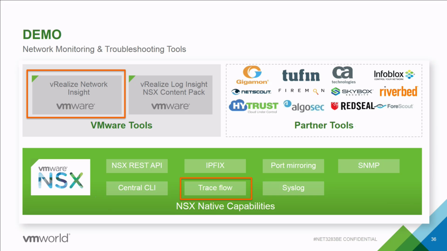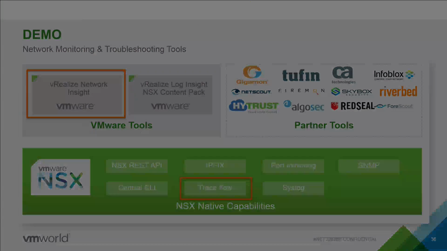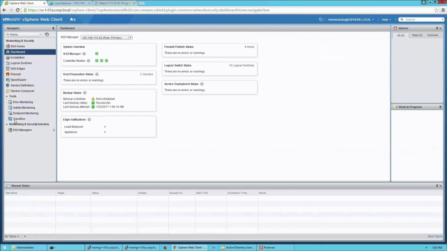The one I want to highlight that's native within NSX is called Traceflow, and then we're going to talk a little bit about another tool that we call Network Insight. And without further ado, let's just get into the demo.